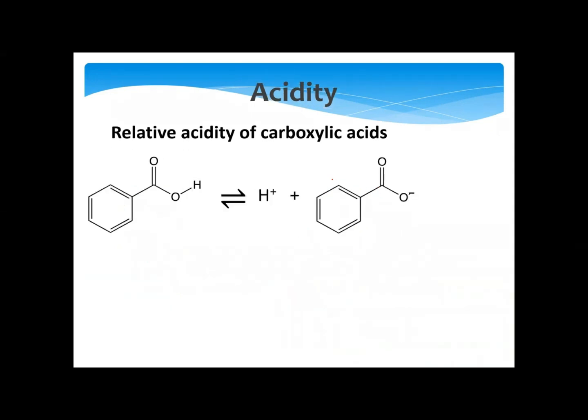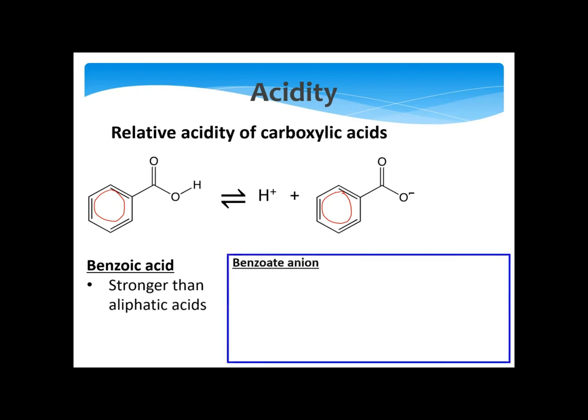Now, we also have benzoic acid over here. Sorry, this should be a circle in the middle. Yeah, circle in the middle. So benzoic acid is stronger than aliphatic acids. Why is that so? Let's take a look at the benzoate anion. Maybe I draw it out properly. This is the benzoate anion.